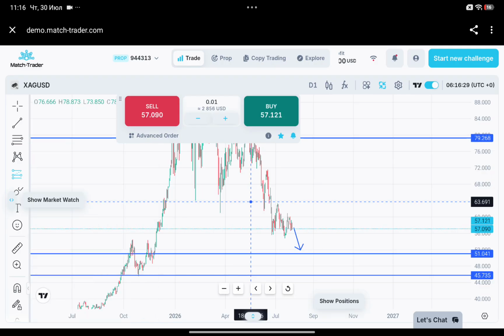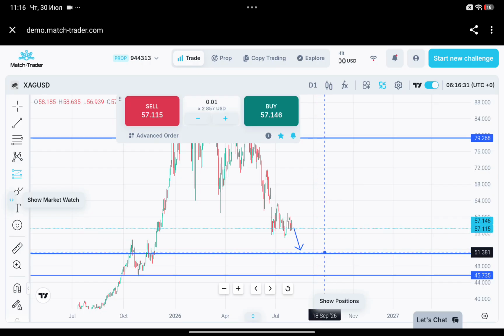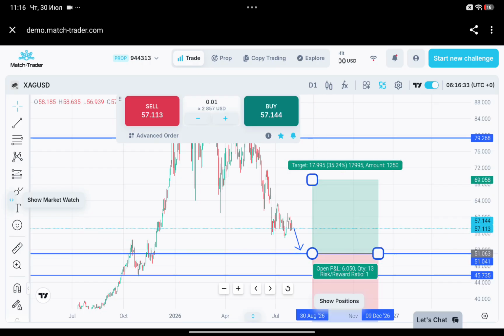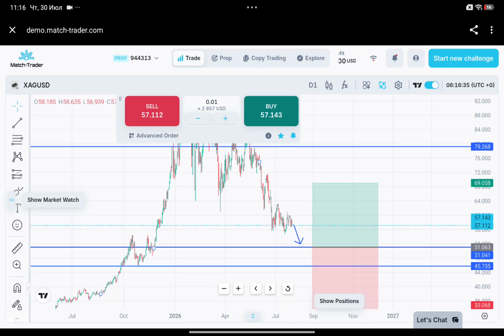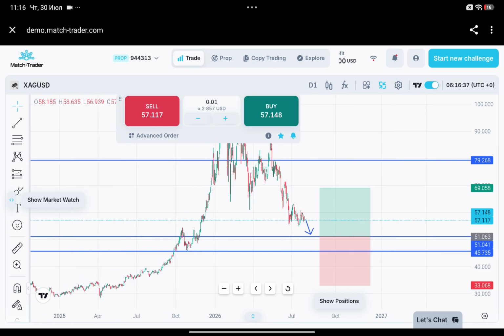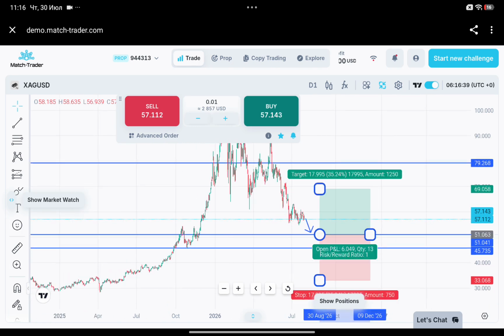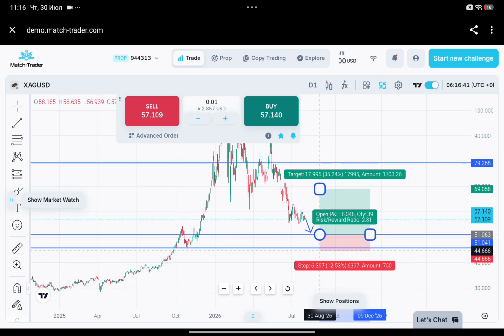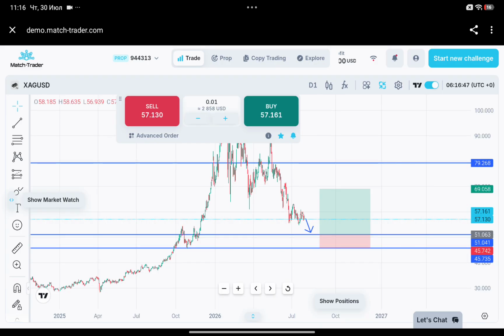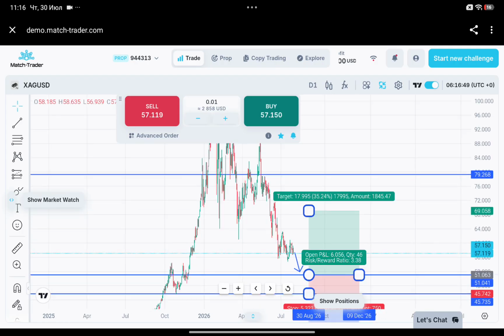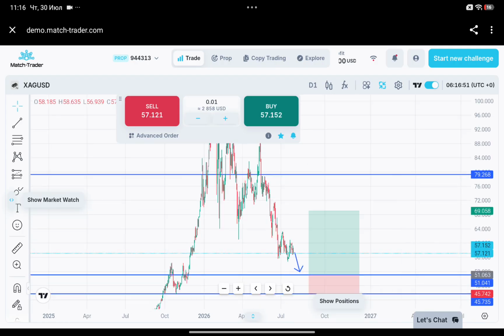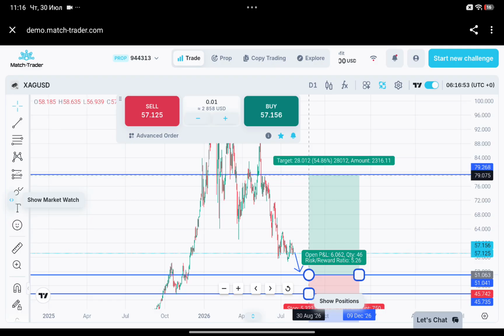I'm gonna do a long position right here. Now I know where I want to buy. I have to place my stop loss somewhere here, and I have to place my take profit somewhere here, and I'm gonna explain why I do that.